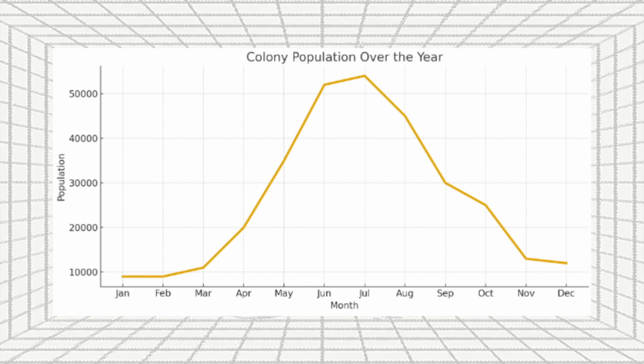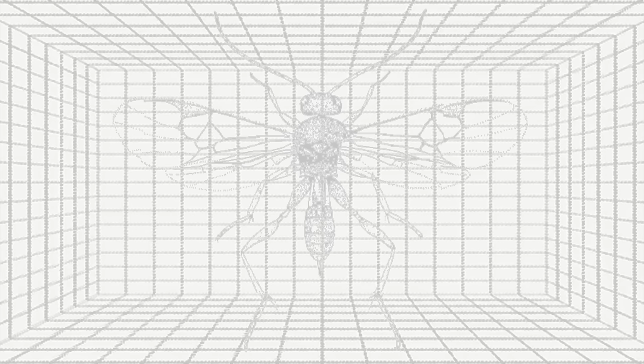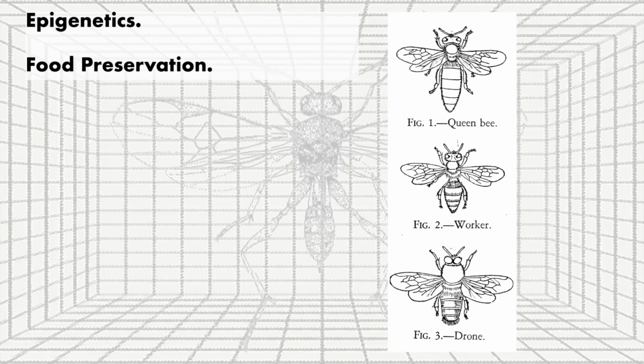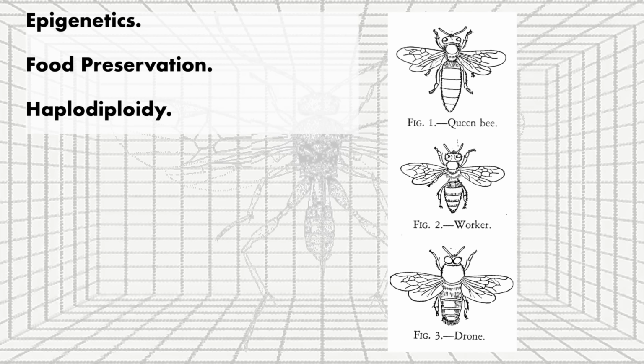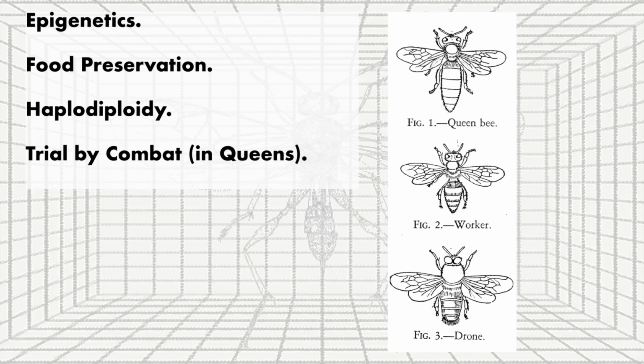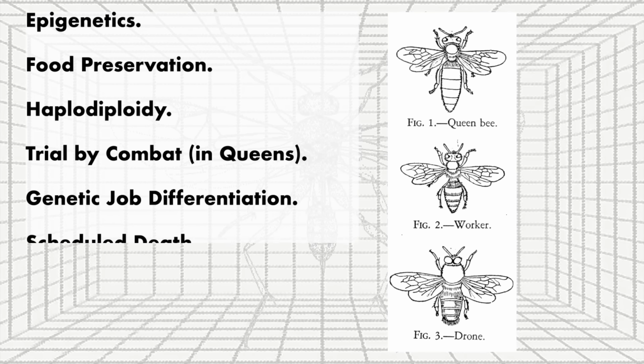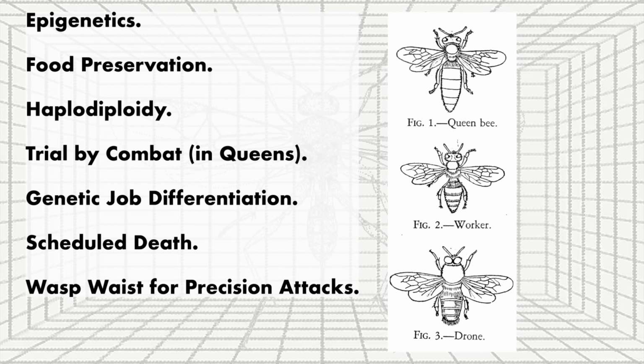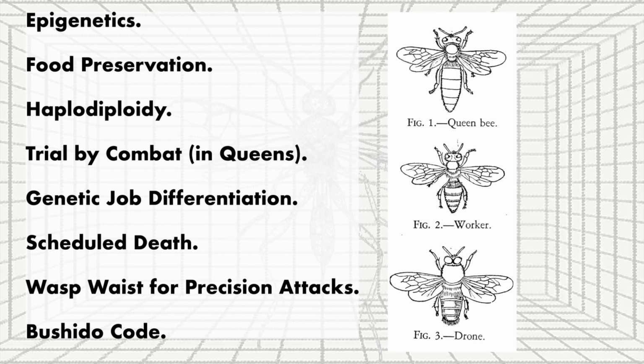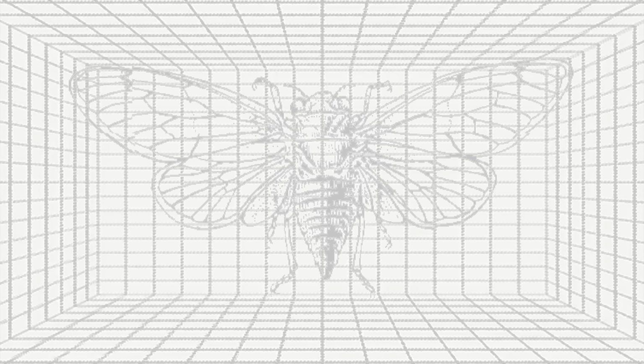Their lives are still extremely scheduled and regimented, all for the purpose of effective division of labor at the right times. Indeed, these insects are extremely specialized pollinators for being eusocial, and have utilized epigenetics, food preservation, haplodiploidy, trial by combat, selfless career versatility, programmed and scheduled cell death, unarticulated wasp waste, and kamikaze tactics in order to outcompete other eusocial bees and wasps.